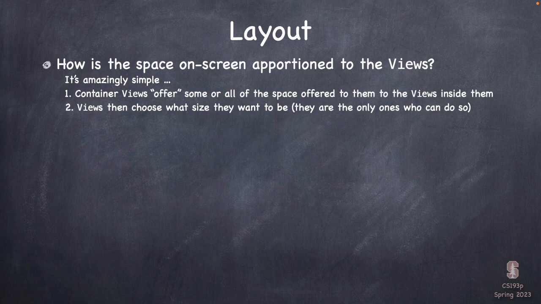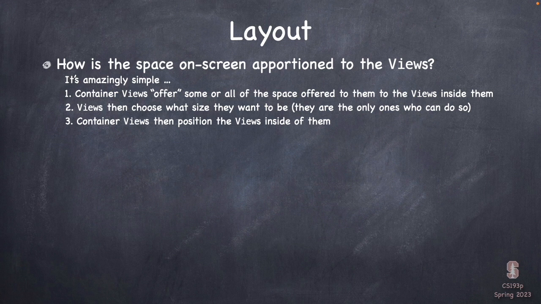But this inviolable rule that they choose their own size is a lot of what makes this system completely predictable. And you don't get these weird cases where you don't understand really what's going to happen. Nobody is forcing anything on anybody. But then once the views choose the size they want to be, now the container view comes back in and it places them, right? The H-stack decides, are they all placed evenly, or some of them placed more to the left and some to the right? That's up to the H-stack to position them.